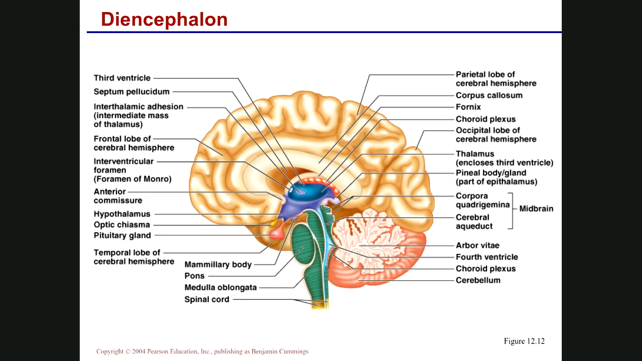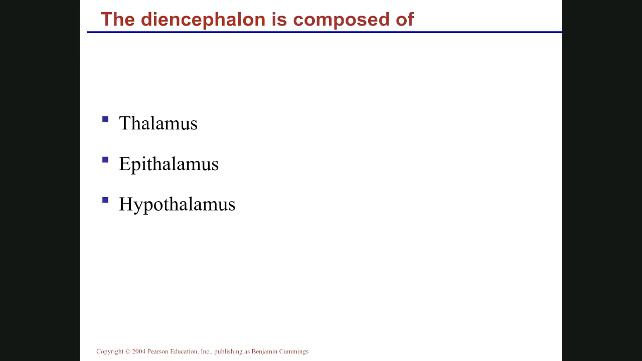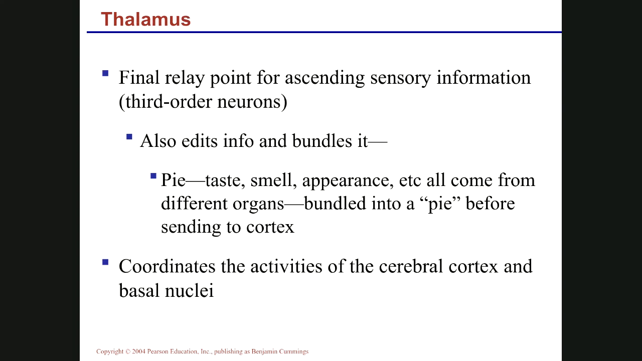If you look at this picture, the blue part and the purple part are this diencephalon. Again, there are three structures here: the thalamus, the epithalamus, and the hypothalamus. Let's look at the thalamus.